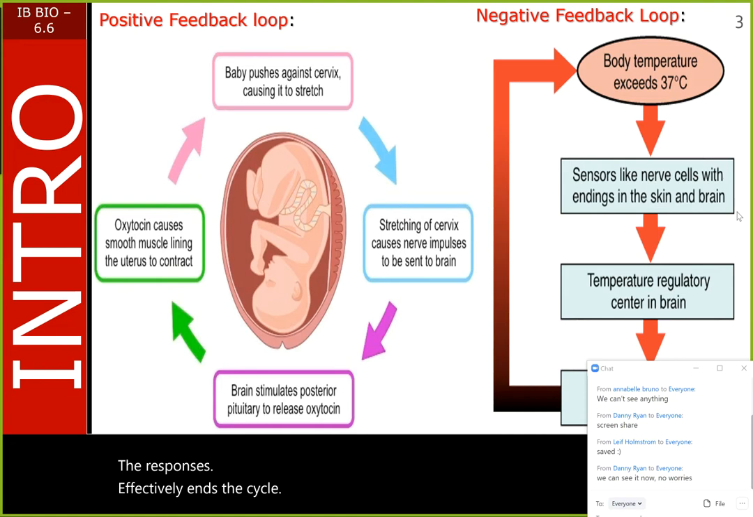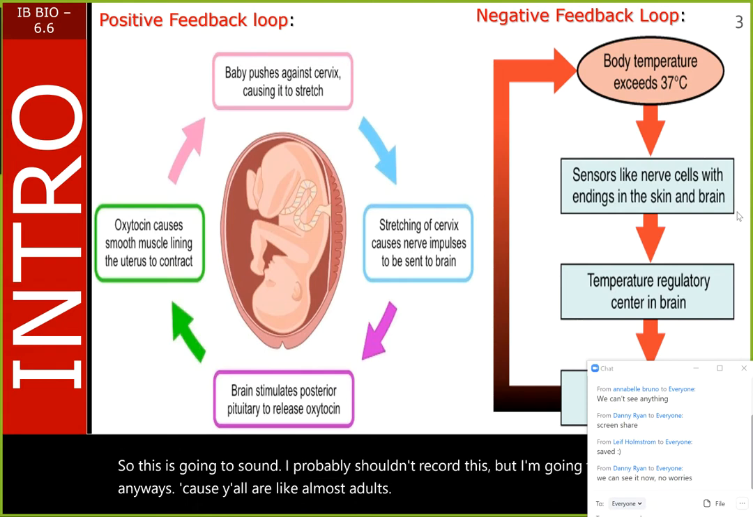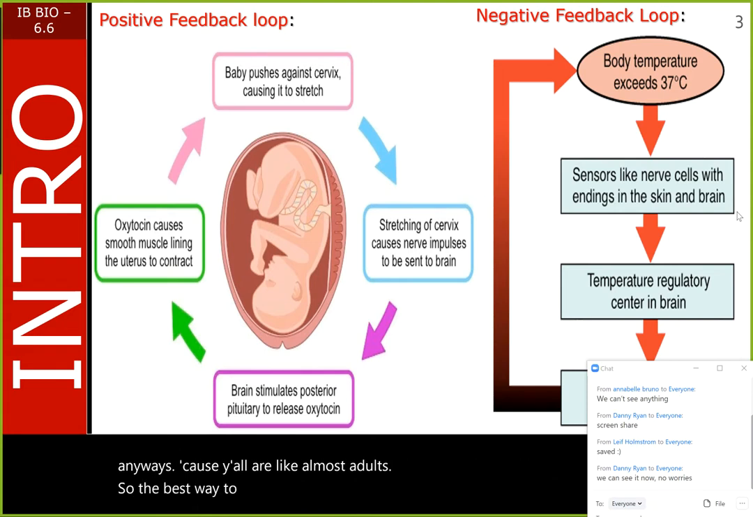So this is going to sound, I probably shouldn't record this, but I'm going to do it anyways because y'all are almost adults. So the best way to remember positive and negative feedback loops is basically a drug deal.